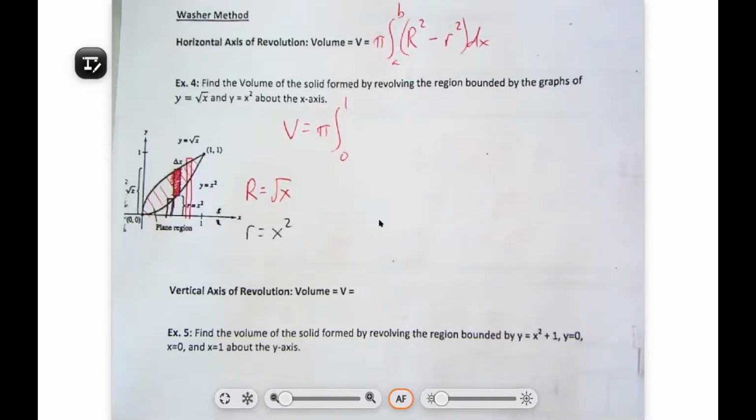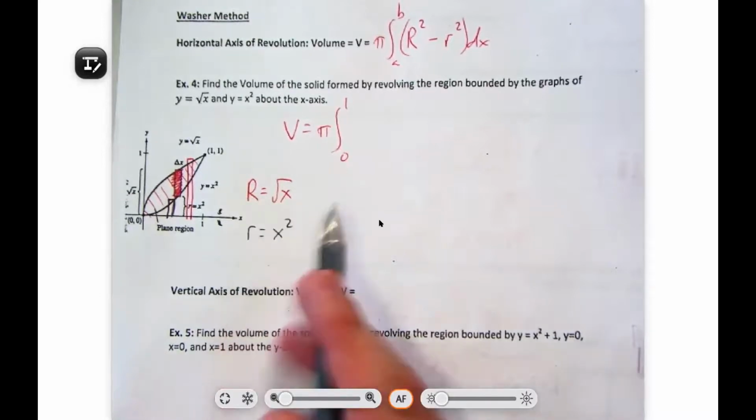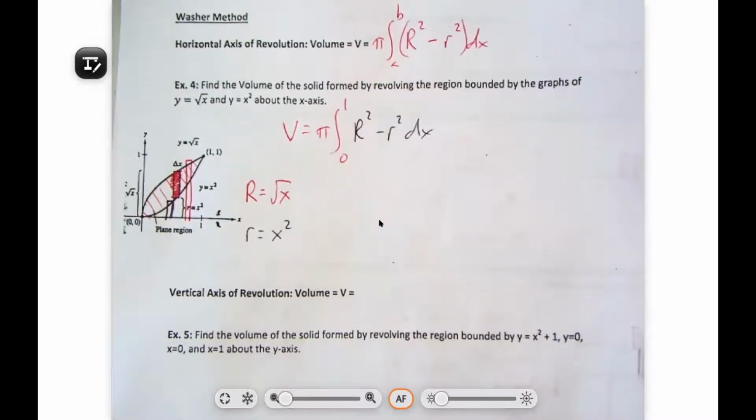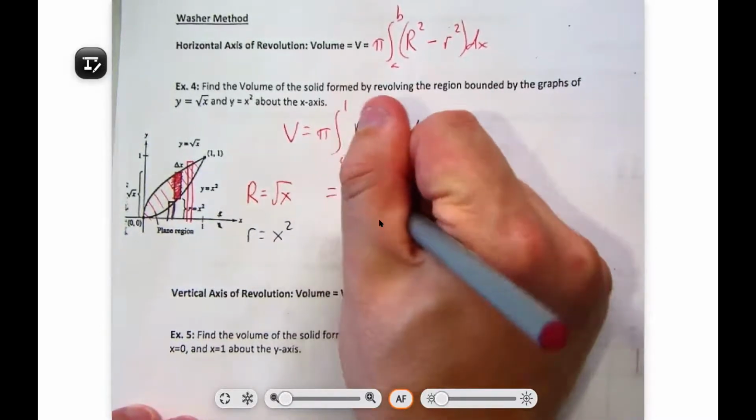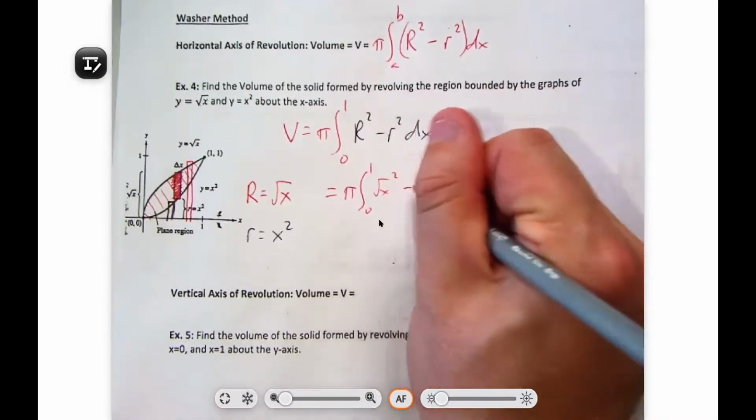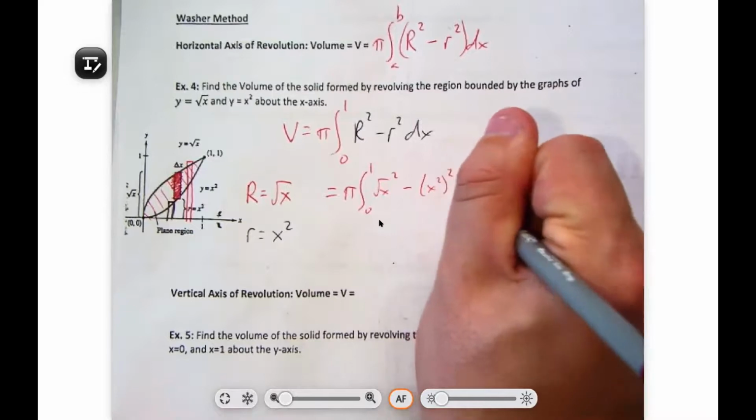Another reason I bring that up is because here's what you're allowed to do as far as a time saver. If you write big R and little r here, you can actually do this in your work, and then you just move on. If you label what big R and little r are, you can do that and then just move on. So a little time saver. You can name functions and then use those names within your work. It looks cleaner and they count it. So just something to think about. I'll fill them in here, but you can do it that way. So square root of x squared minus x squared squared.